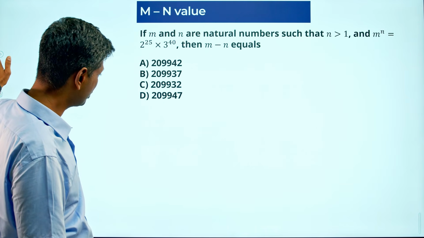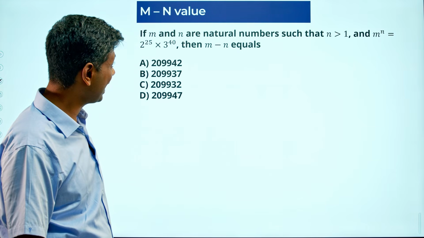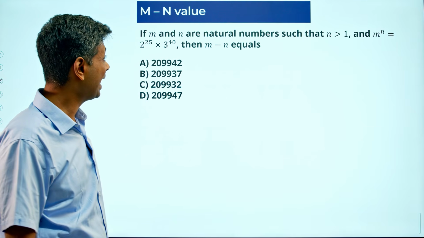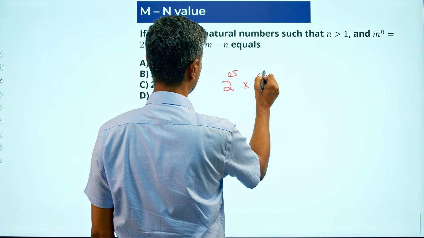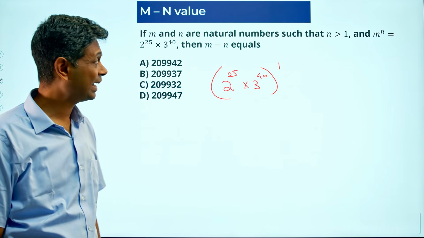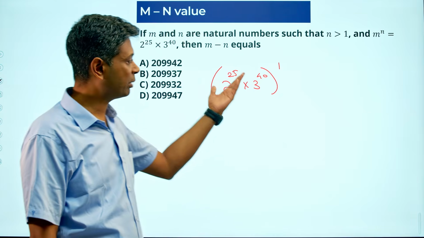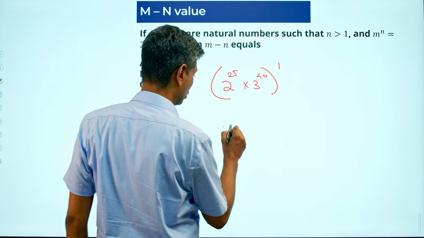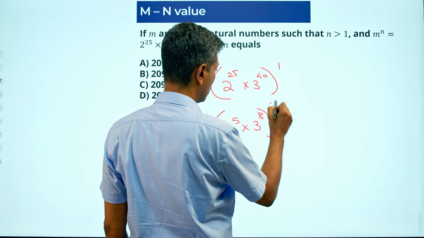Nice question, because there's some permutation probability idea, and then we simplify this. If M and N are natural numbers such that N greater than 1 and M power N is 2 power 25 into 3 power 40, N greater than 1. So we're not looking at 2 power 25 into 3 power 40 whole power 1. Then M minus N equals. You need to find this; it cannot be a perfect square, it cannot be a perfect cube. Common between 25 and 40 is 5. So we can say this is 2 power 5 into 3 power 8, whole power 5.